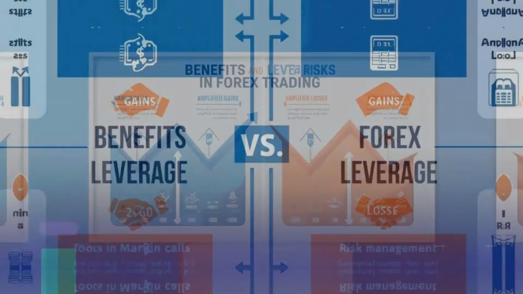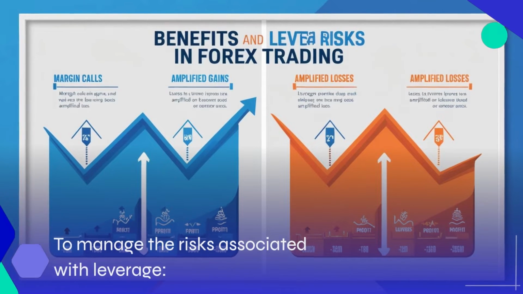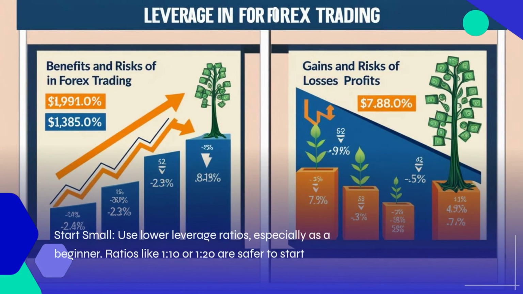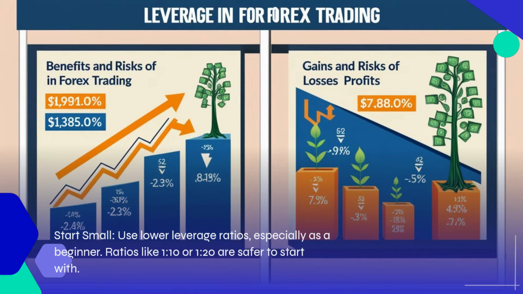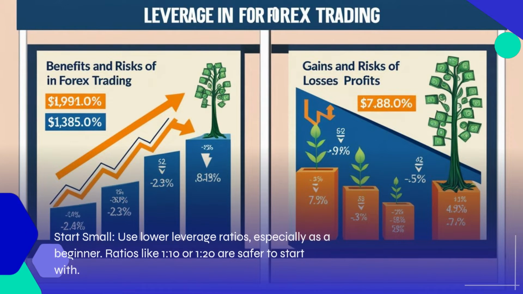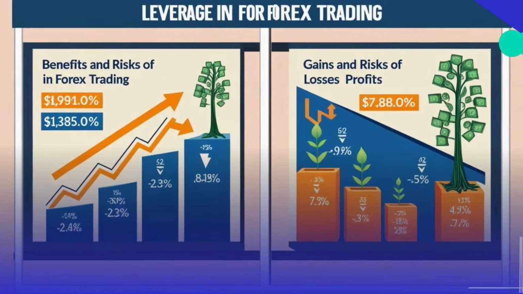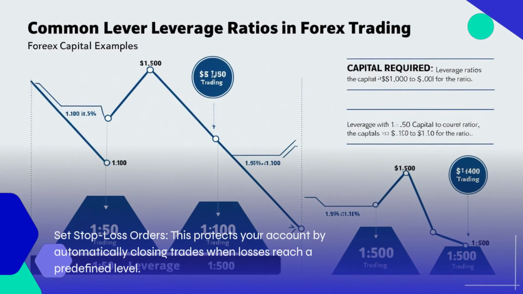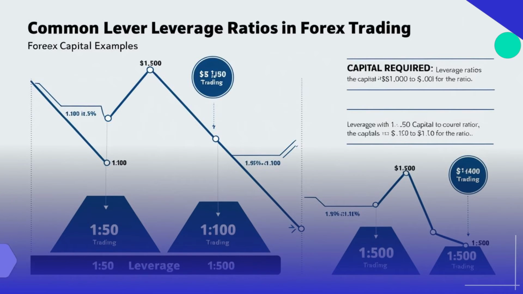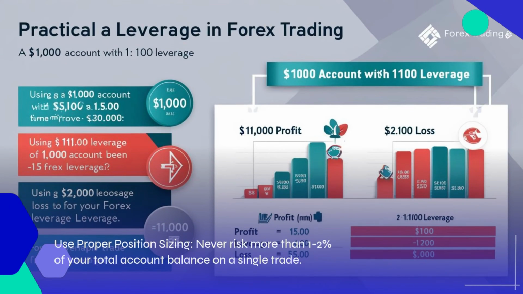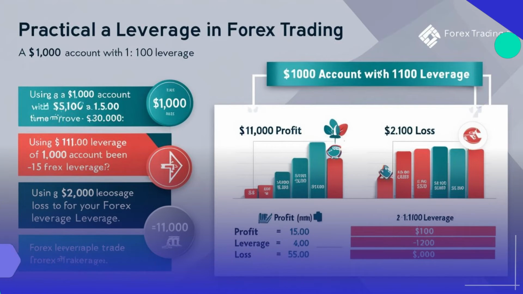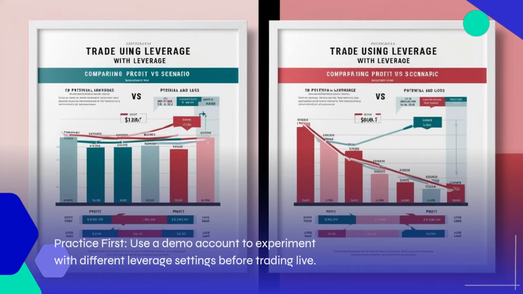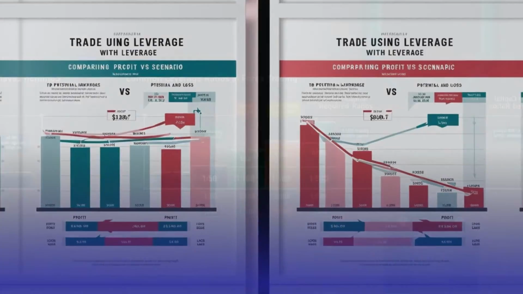How to use leverage safely. To manage the risks associated with leverage, start small. Use lower leverage ratios, especially as a beginner. Ratios like 1 to 10 or 1 to 20 are safer to start with. Set stop-loss orders. This protects your account by automatically closing trades when losses reach a predefined level. Use proper position sizing. Never risk more than 1 to 2% of your total account balance on a single trade. Practice first. Use a demo account to experiment with different leverage settings before trading live.